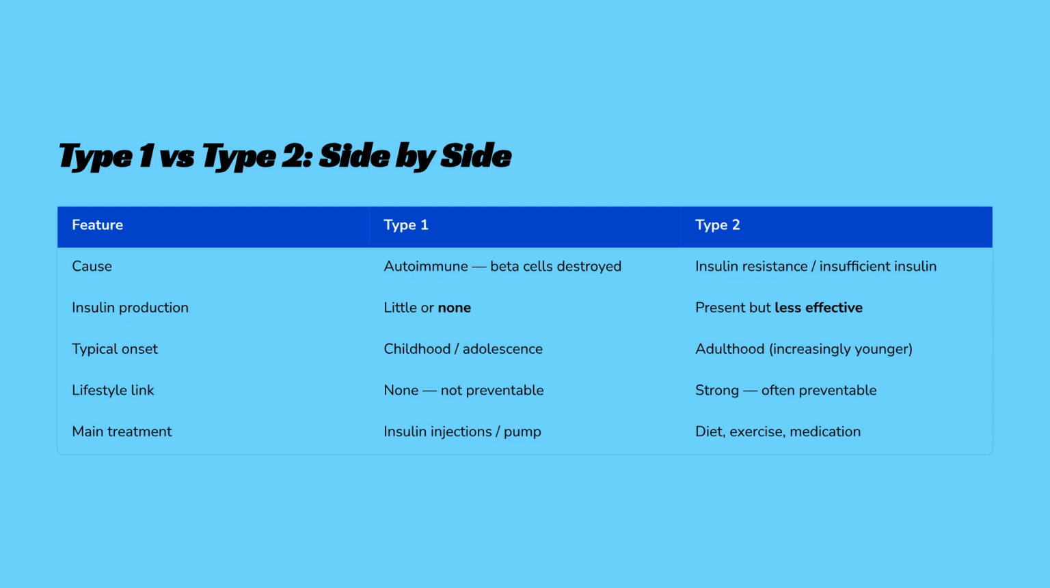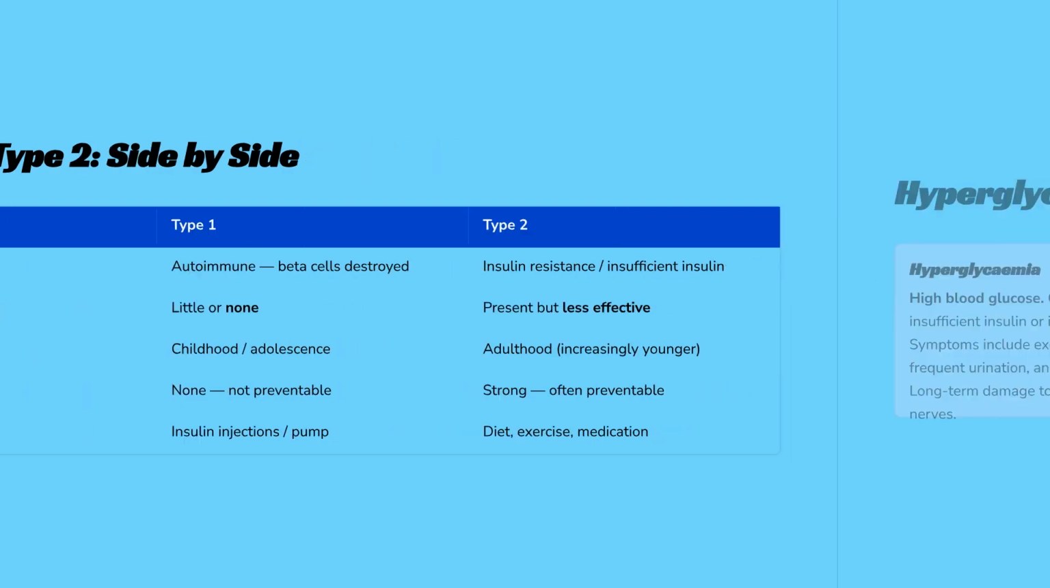Here is a comparison of type 1 and type 2 diabetes. Type 1 is autoimmune, producing little or no insulin, and is treated with insulin. Type 2 is caused by insulin resistance, produces less effective insulin and is treated with diet, exercise, and medication.